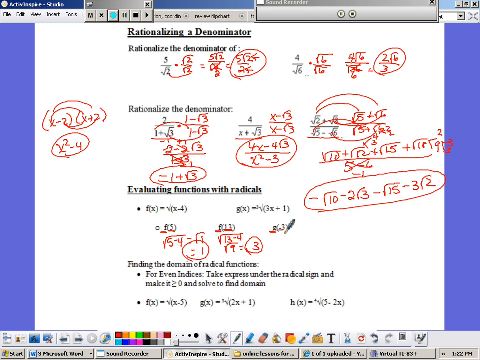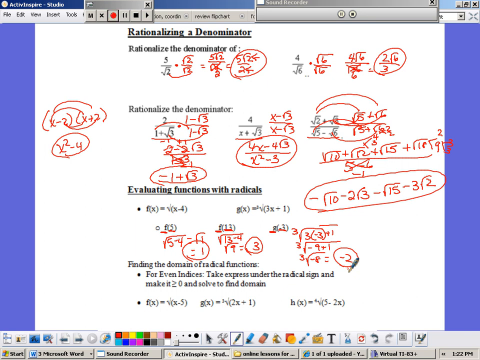Go to g and put in negative 3. The third root of 3 times negative 3 plus 1. The third root of negative 9 plus 1. The third root of negative 8, negative 2. Make sure you go to the right function.